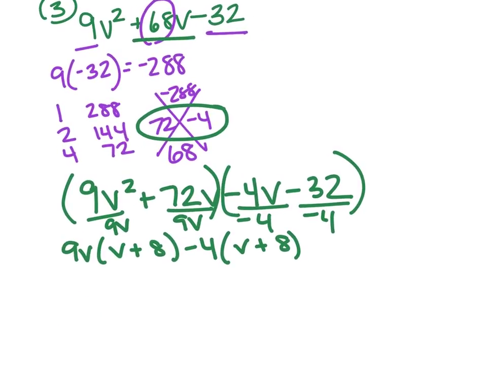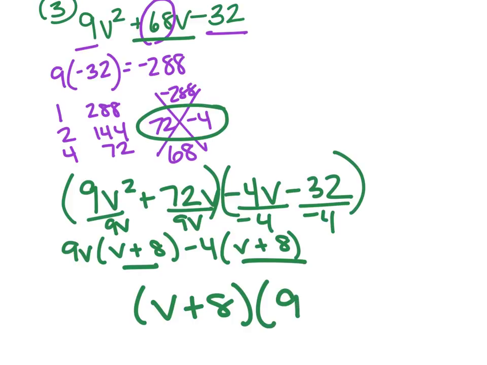And all we need to do is write out our final answer. So the parentheses are the exact same thing. So let's write that out first, v plus 8. And then 9v minus 4 was the greatest common factor that we pulled out. And now we're done.